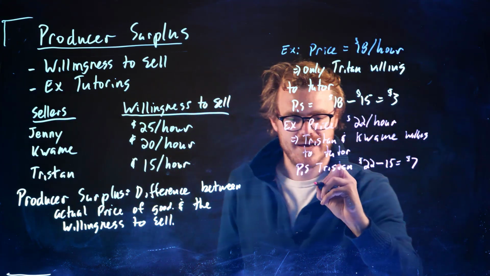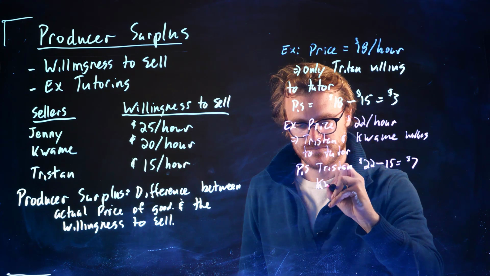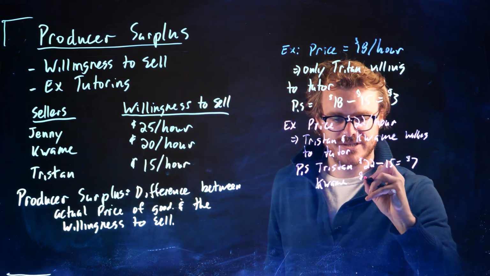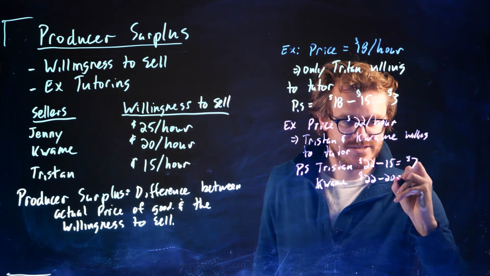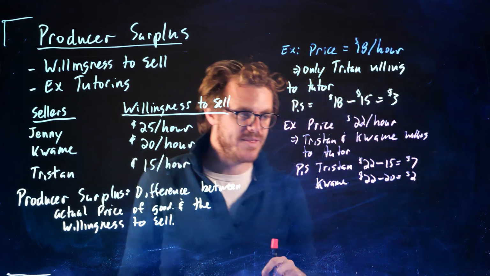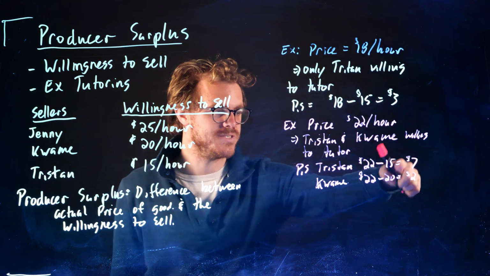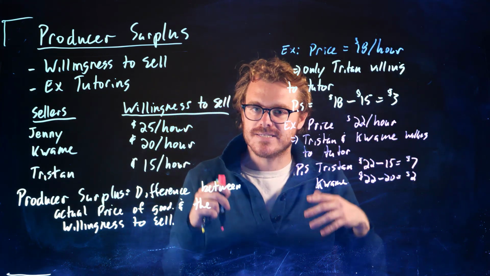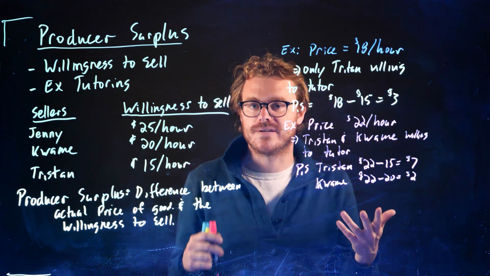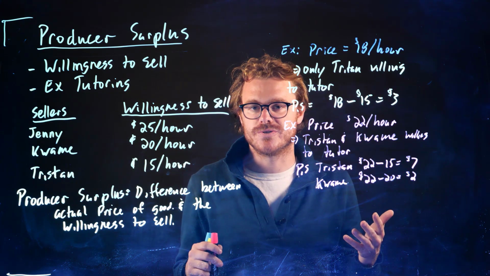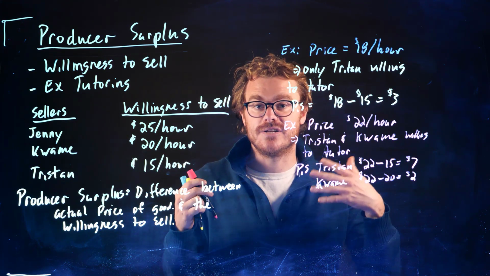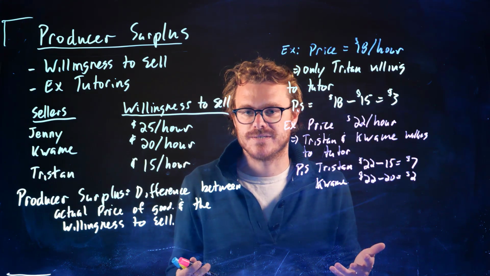And in terms of Kwame, their willingness to sell was 20, but they get 22, so 22 minus 20 is $2. So if you want to think of the total producer surplus, it's going to be those two numbers added together. But again, now let's think about what this looks like graphically. Just like we did with consumer surplus and the demand curve, we're going to use the supply curve and the price to illustrate producer surplus. So let's take a look.